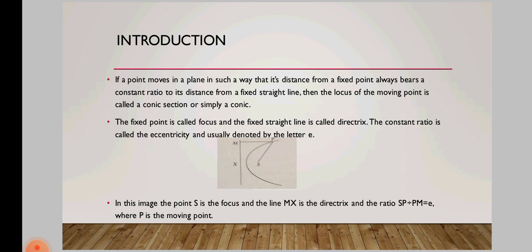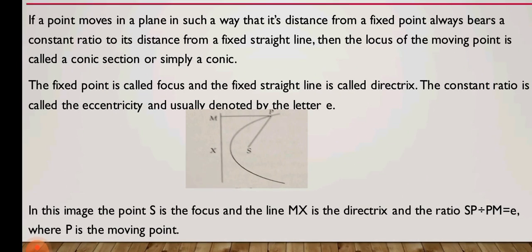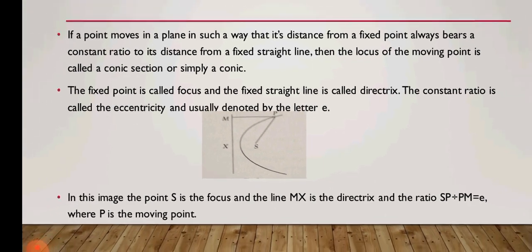In this picture you see the point P moves in such a way that its distance from a fixed point S and its distance from the fixed line MX have a constant ratio SP to PM. If it is constant, then the locus, that is the curve we see here, is a conic section. SP by PM is called the eccentricity of the conic section, and it is denoted by the letter e.